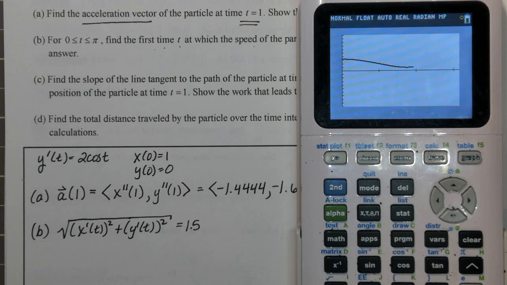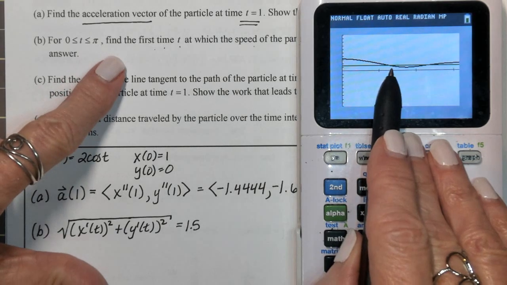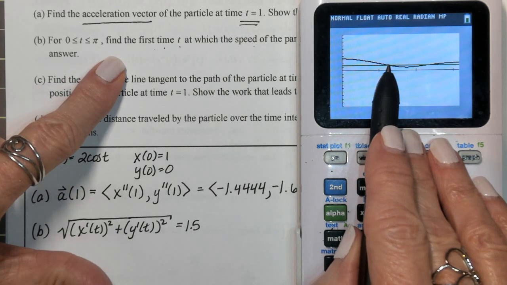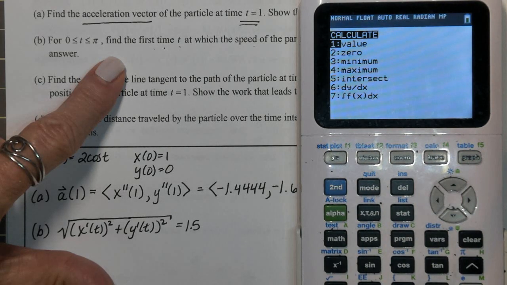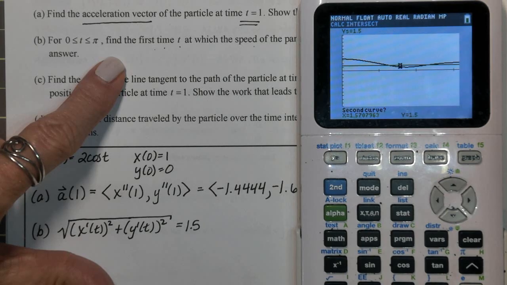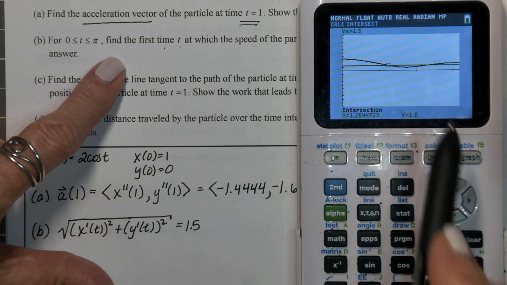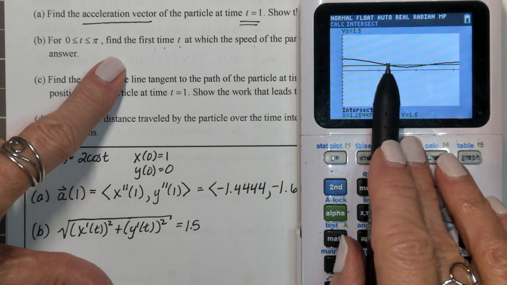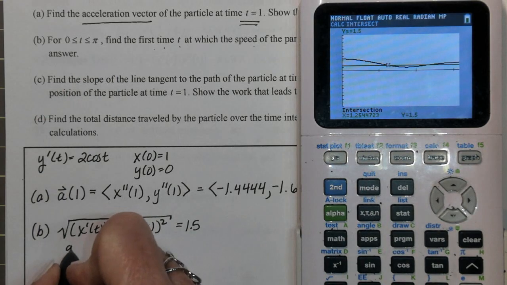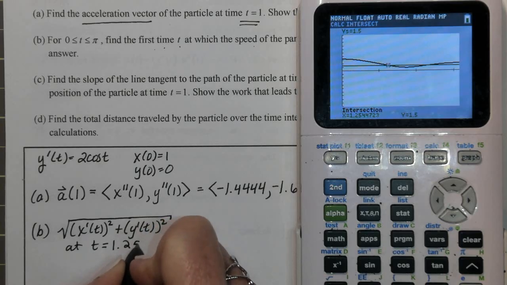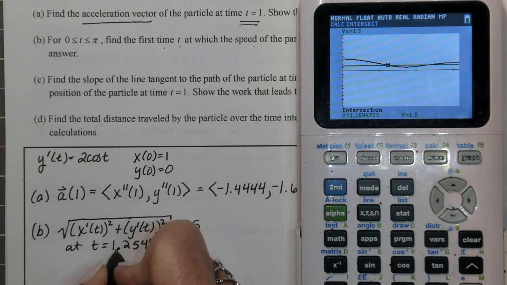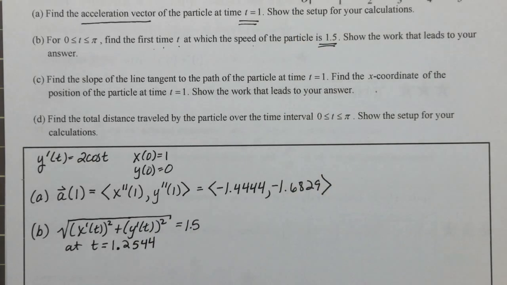There's the speed. And there's 1.5. They asked me for the first time that they match. So find that intersection. Second, calc 5 for intersect. Enter, enter, enter. It always jumps to the closest intersection point. So that is at time 1.2544. At least 3 digits after the decimal point.